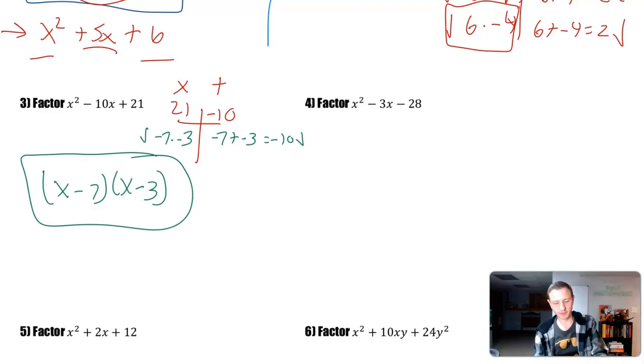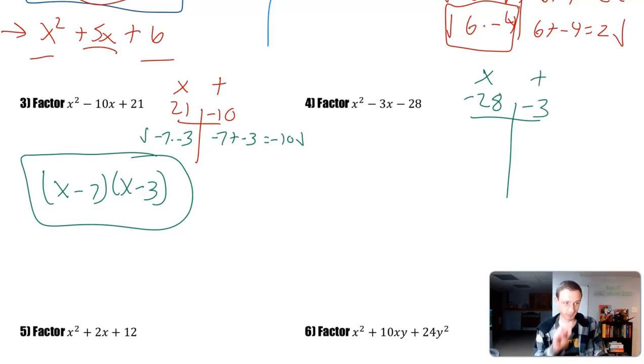Number 4, factor x squared minus 3x minus 28. What we're looking for here is two numbers that multiply to negative 28 while also adding up to negative 3. 28 isn't the most complicated number to find factors for. We want one of them to be negative and one positive because we want to multiply to a negative.